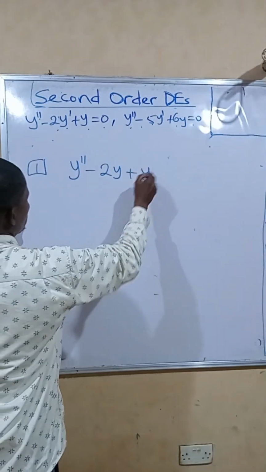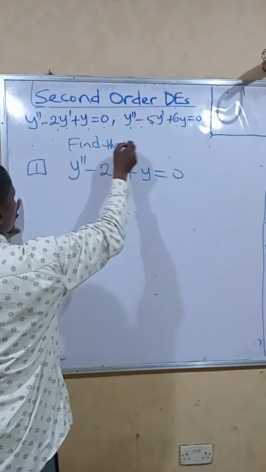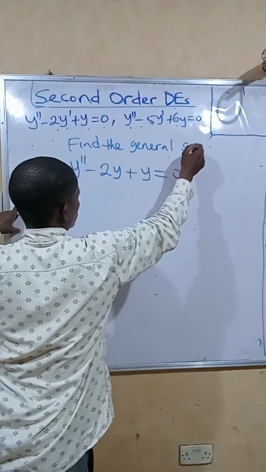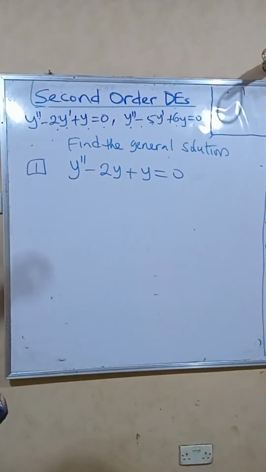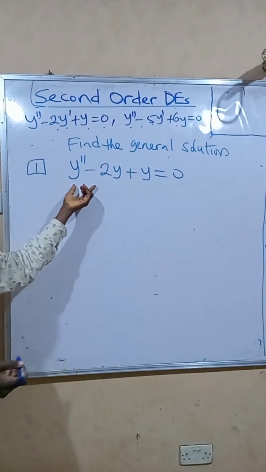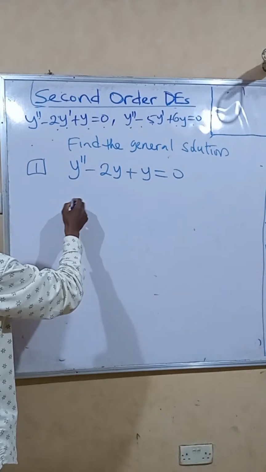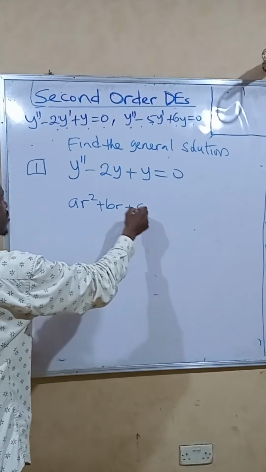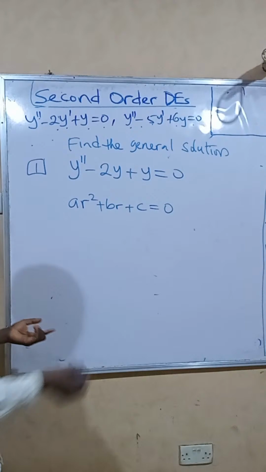The equation is plus y equal to 0. We're told to find the general solution. So if you look at this now, don't forget our auxiliary equation is of this form: a r squared plus b r plus c equal to 0. So that's the auxiliary equation.